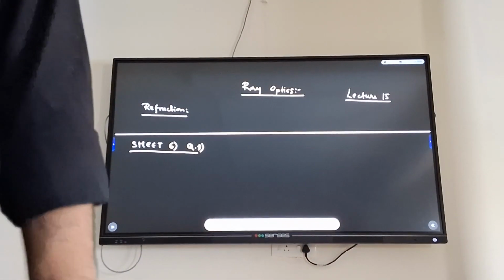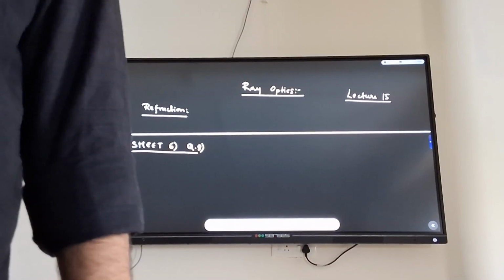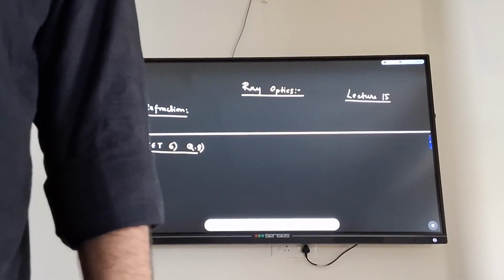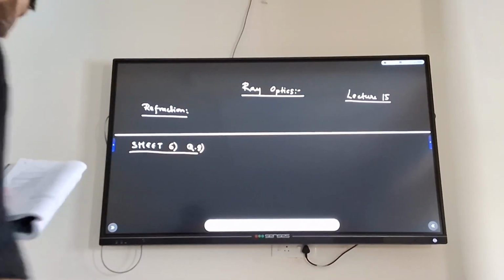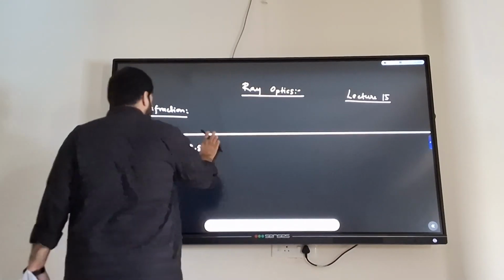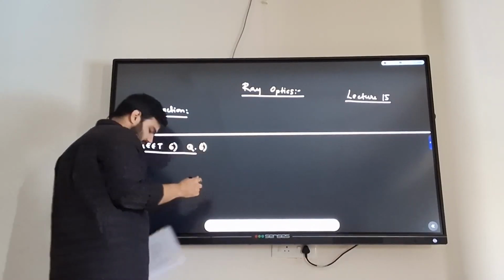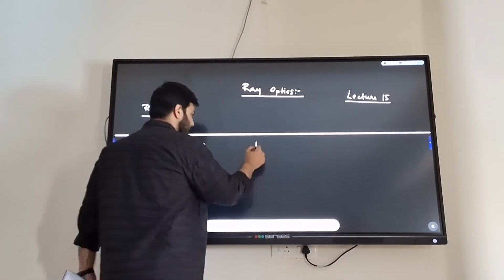We did not discuss this question number 6, no? 5 is fairly simple, I won't discuss that. But 6, let's discuss 6. Rather than 8, let's go for 6. And the diagram for 6 is something like this.